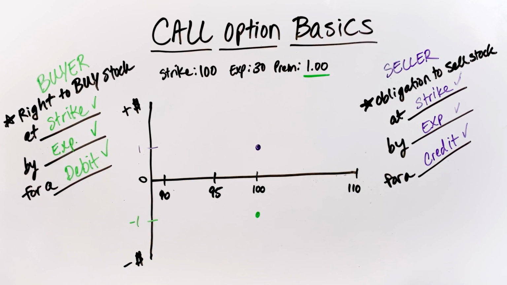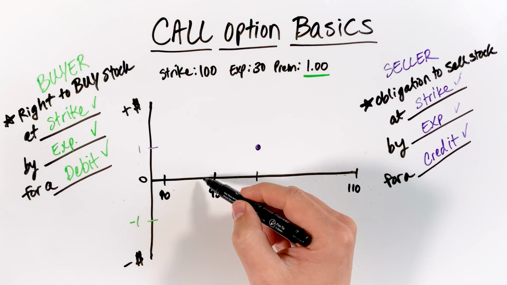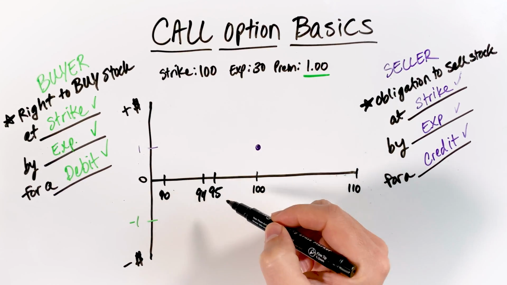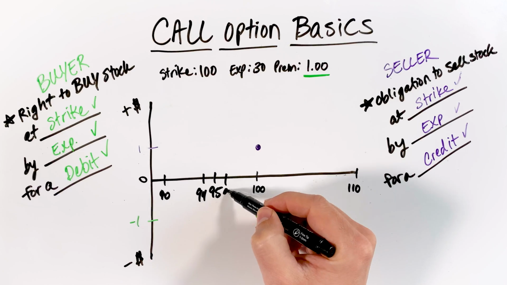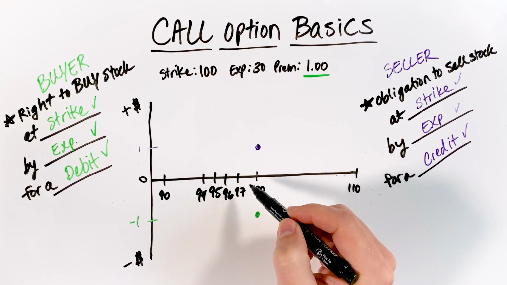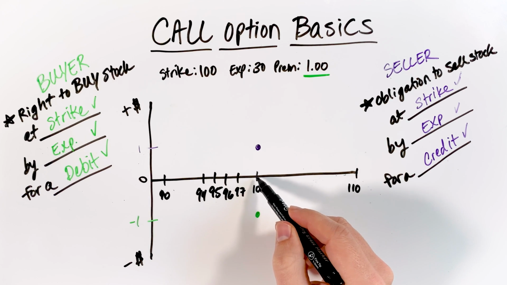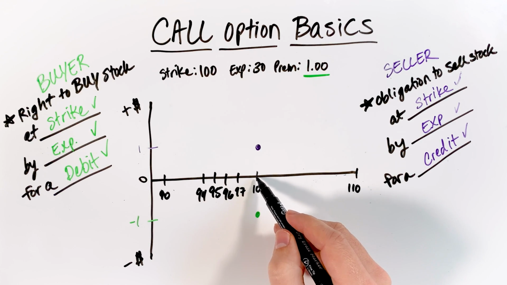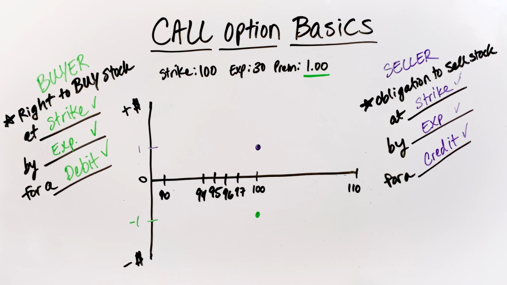Now, would it be financially smart to buy shares at $94? No. Would it be financially smart to buy it at $96? No. Or $97? No. It wouldn't be financially smart to do anything except buy shares at a price above potentially $100, which is the strike price.